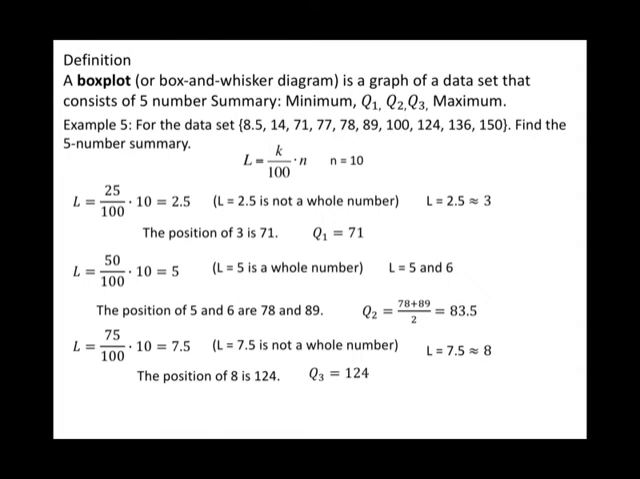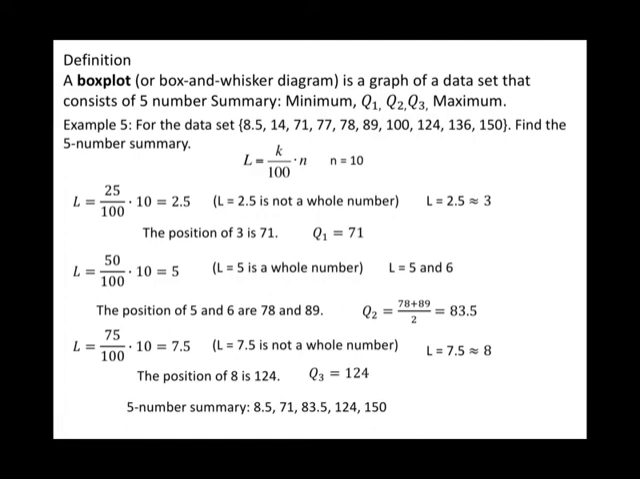Okay, after you find the Q1, Q2, Q3, you're going to look at the minimum and maximum. Minimum will be 8.5. Maximum will be 150. Okay, so this is my 5-number summary: minimum, Q1, Q2, Q3, and the maximum. Okay, now you know how to find the 5-number summary.